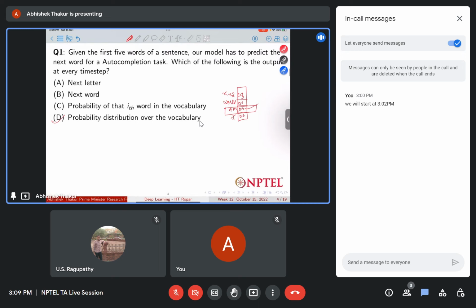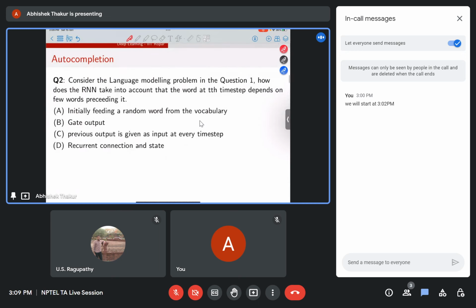We'll move on to question number 2. That is also a follow-up of the previous concept. Consider the language modeling problem.